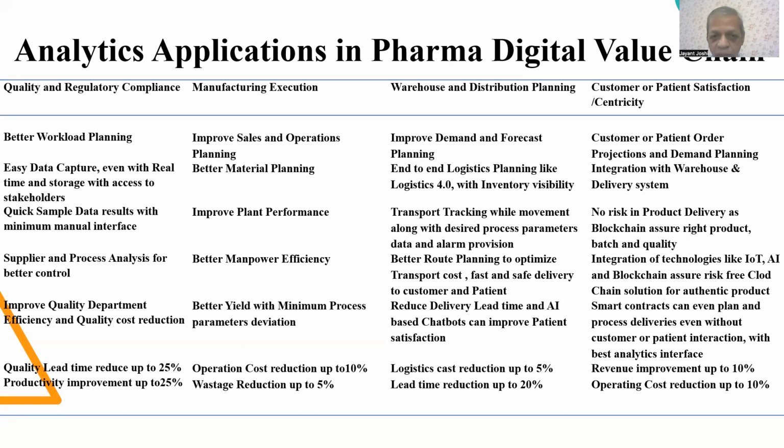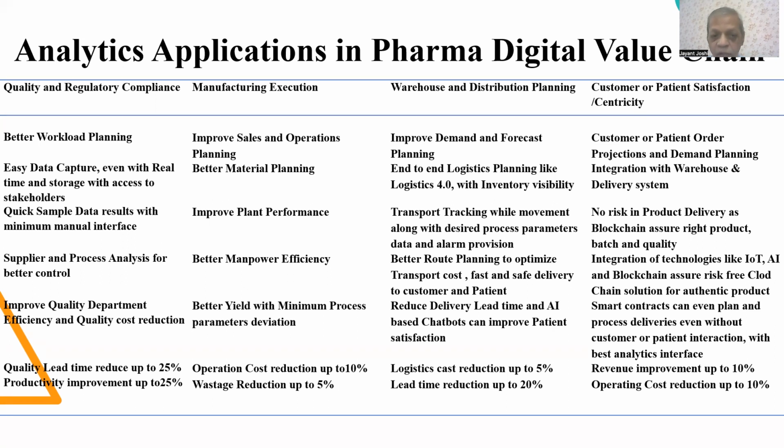Then this quick sample data results in minimum manual interface also. That reduces the analyst time and gives you better accuracy so that there are minimum errors. As we move further, the supplier and process analysis gives you better control over the manufacturing system. As a result, you have some critical parameters in your manufacturing system. How is the trend? Is it likely to cross? Is it likely to fail that particular product or batch? All these controls are available to the manufacturing team, and then they can take action. So that improves the manufacturing processes also.